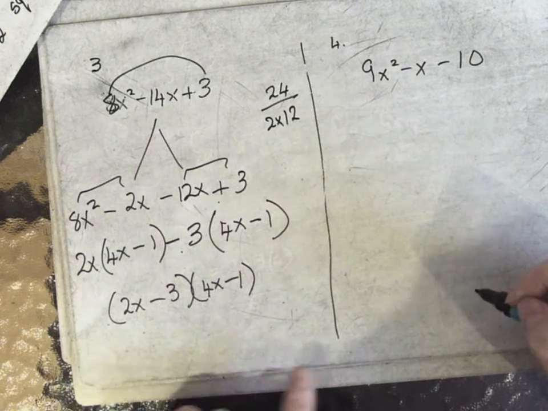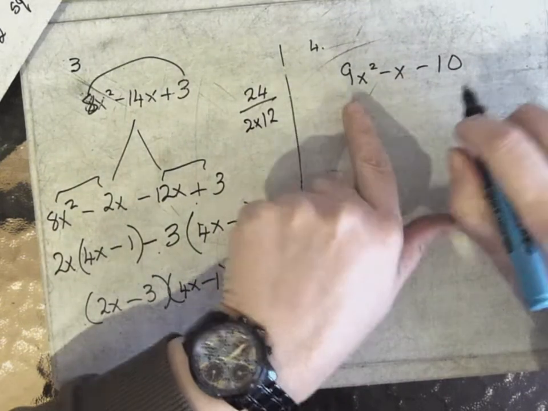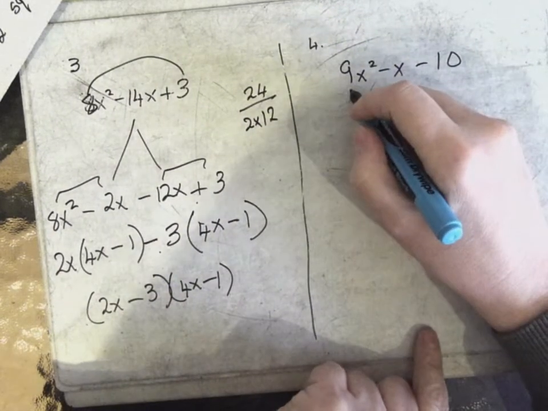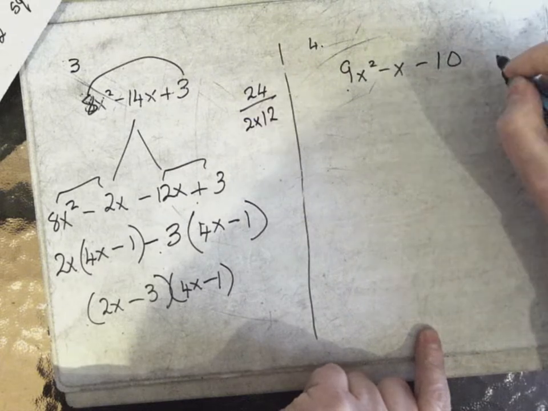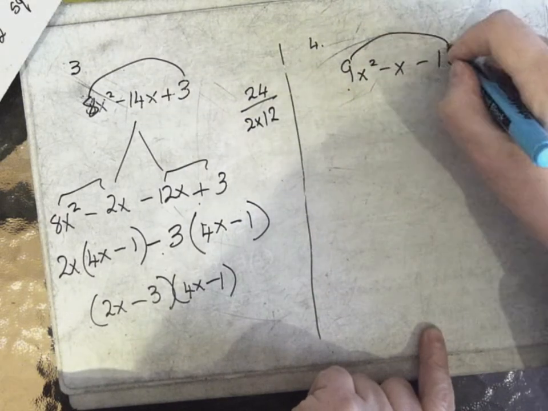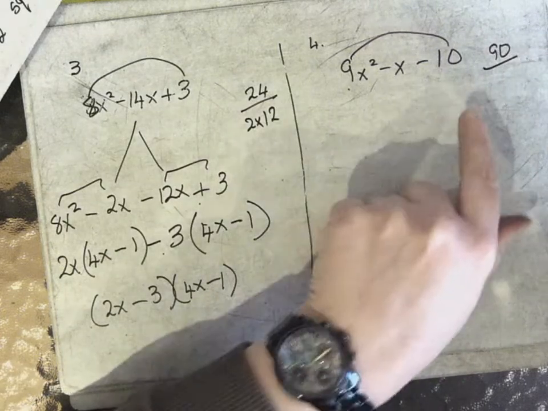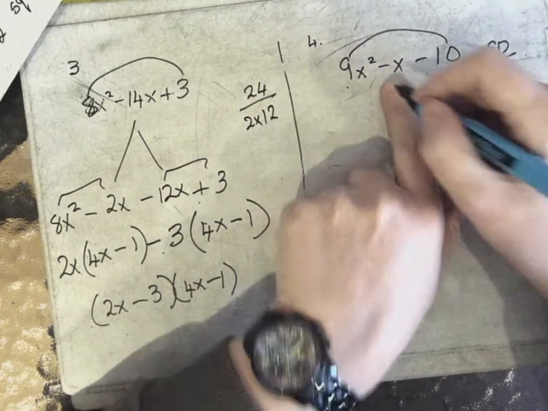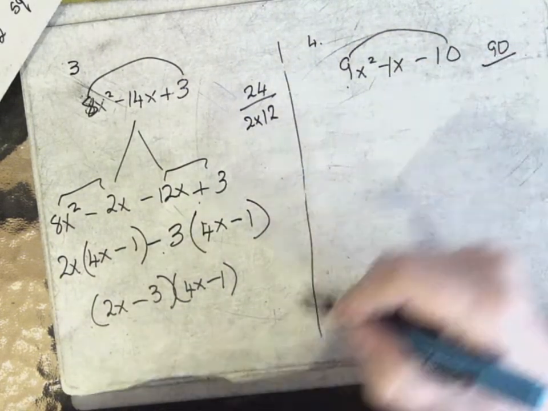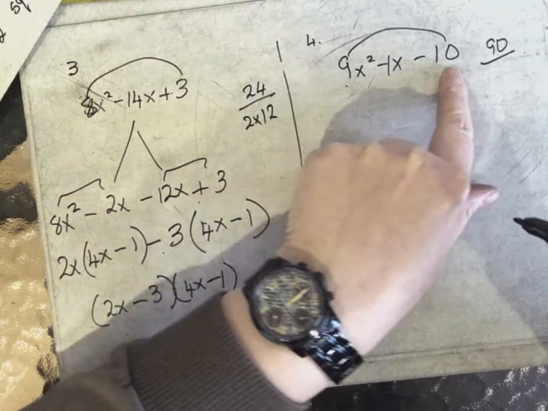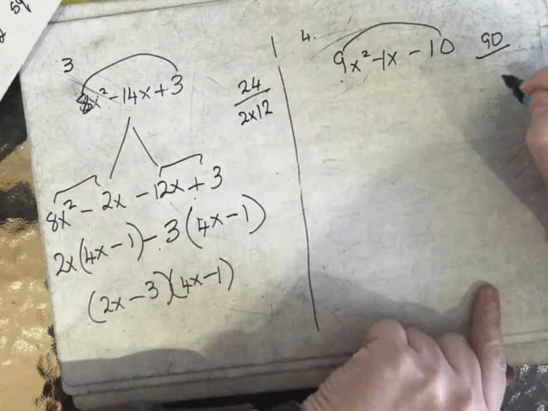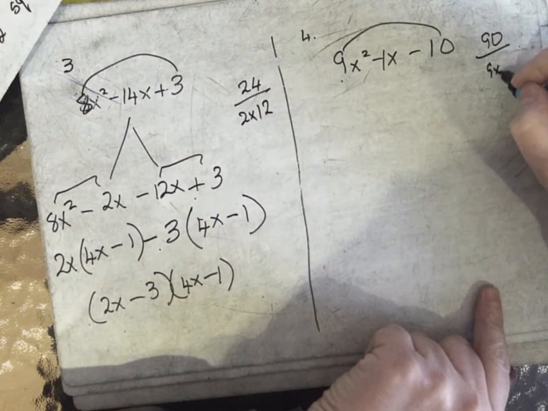Okay, another example here where the coefficient of x squared is not 1. So what you do is you multiply 9 by 10, so 9 by 10 gives me 90. So I'm looking for the factors of 90 that subtract to give me 1. Remember, there's a 1 understood to be in there. So that's obviously 9 by 10.